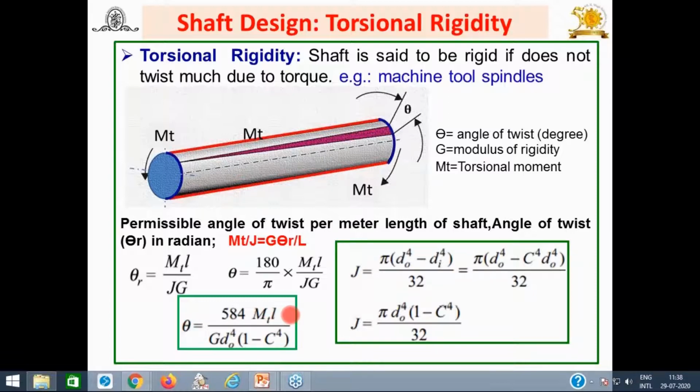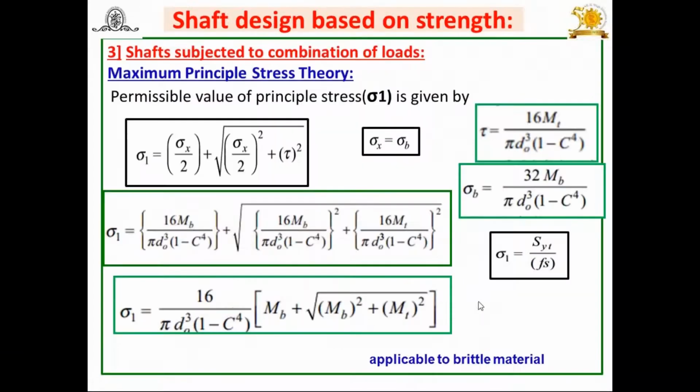In this way, we can easily find out the theta in degrees, and you have to check whether this theta is within the permissible limit or not for machine tools or line shaft. If it is within the permissible limit, you can say your design is safe. This is about the torsional rigidity.